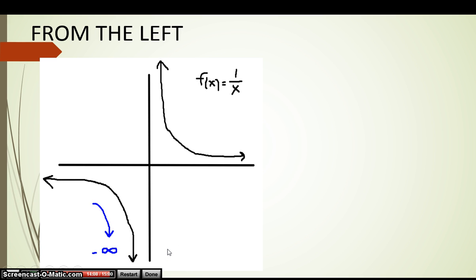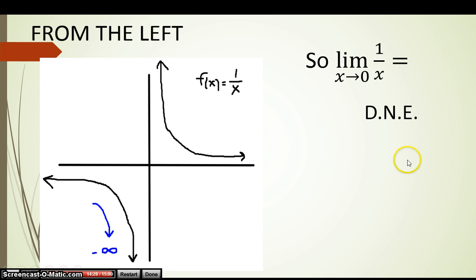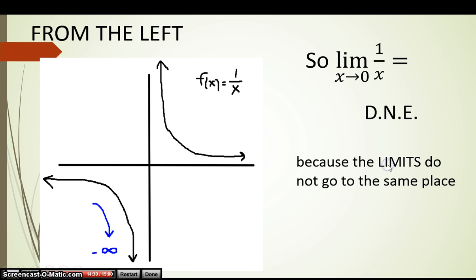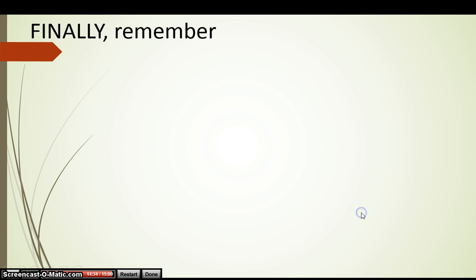So my question to you is, does the limit exist at 0? From the left, it's going to negative infinity, and from the right, it's going to positive infinity. So does the limit exist? It does not exist. It's not going to the same spot. So the limit does not exist, because the limits do not go to the same place.